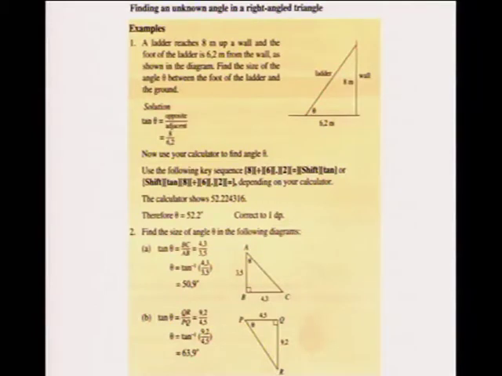And if you have your answer, look whether it is possible that the answer could be 52,2 degrees. If it's a big number like 196 degrees, then you must know there's something wrong. So test your answer or decide what it could possibly be.